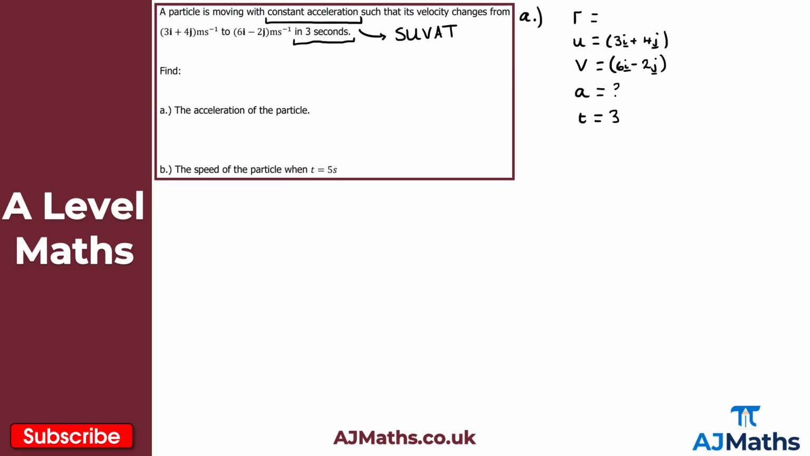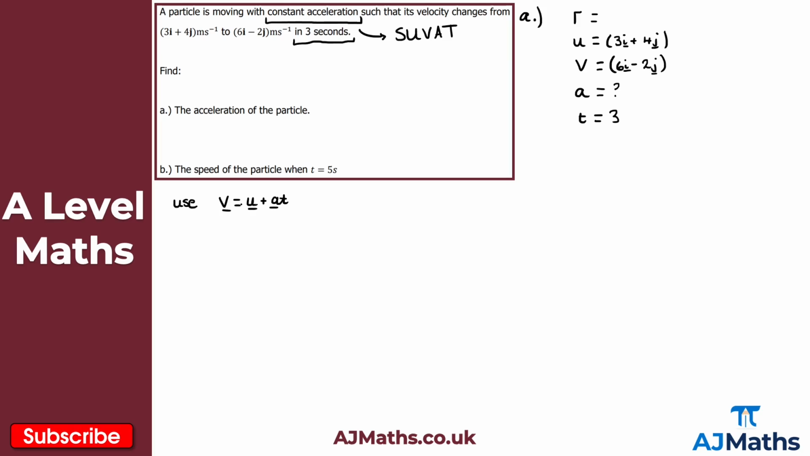So we're using the SUVAT equations here, or the vector equivalent of those SUVAT equations. And like we said, there are only two that we're particularly interested in here. It's either going to be v equals u plus at, or r equals ut plus a half at squared. Based on the information that we already have, we're going to use v equals u plus at.